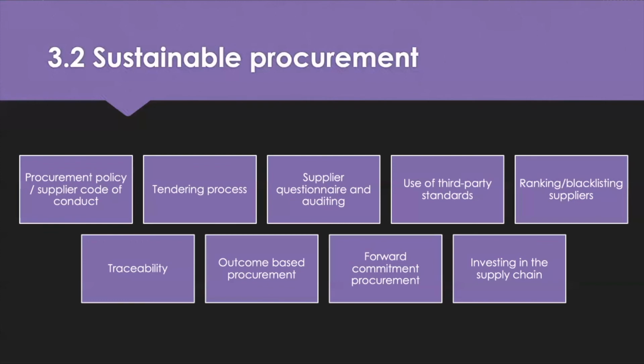So there are 3 techniques to encourage supplier innovation. We've got outcome-based procurement, which is defining the outcomes required from the goods and services rather than specifying a product, good or service. You've got forward commitment procurement, so this is defining the vision of what you will require in 5 years' time, for example. And investing in the supply chain, providing financial resources for suppliers to innovate.